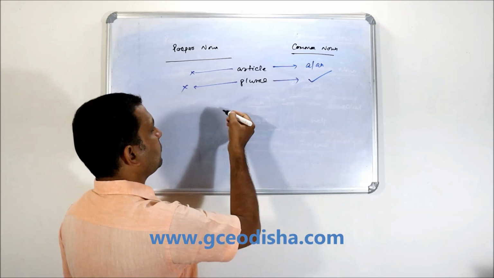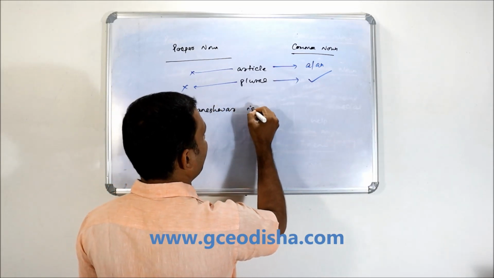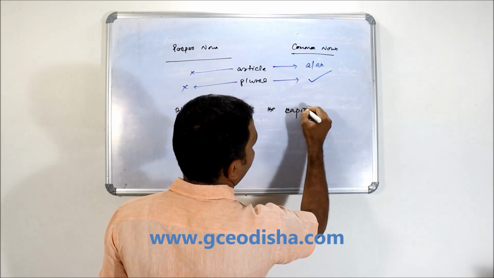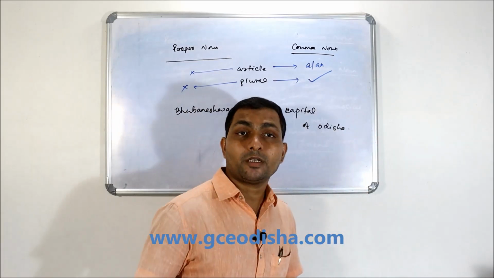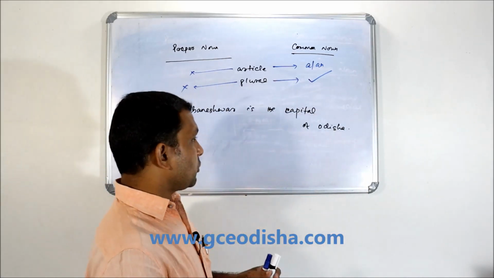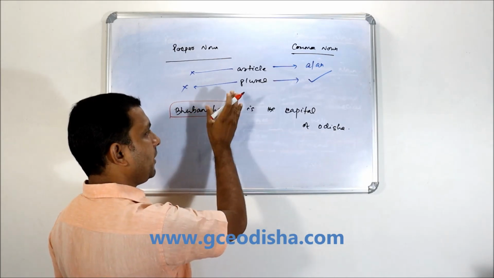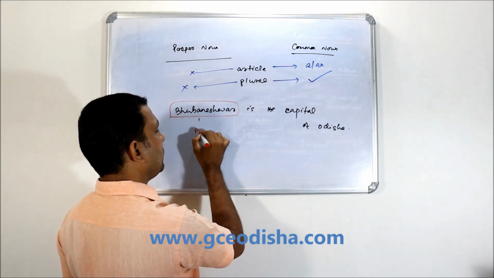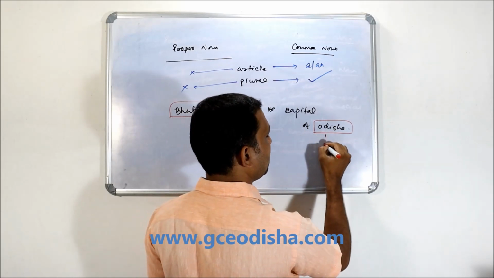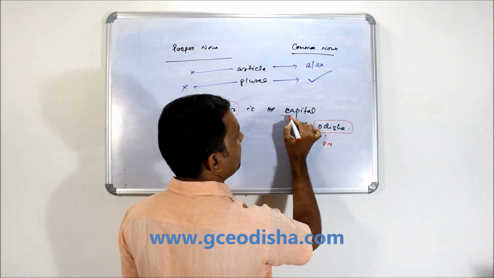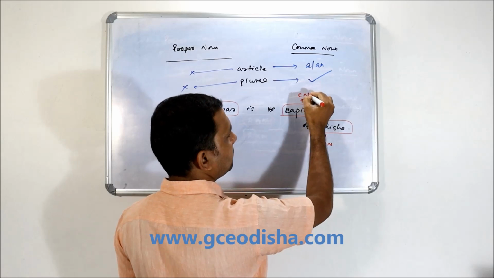Let's take another example to understand it well. If I write here, Bhubaneswar is the capital of Odisha. So how many nouns are there in the sentence? First one, Bhubaneswar. It is the name of a particular place, so it is a proper noun. Odisha, again, is the name of a particular state, a proper noun. Capital is not a proper noun but a common noun, because it is used in general.